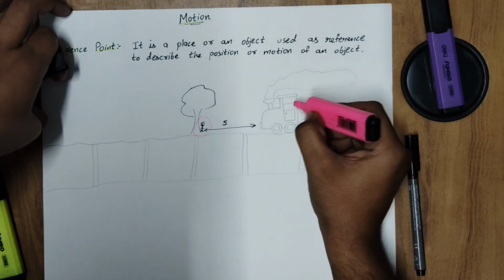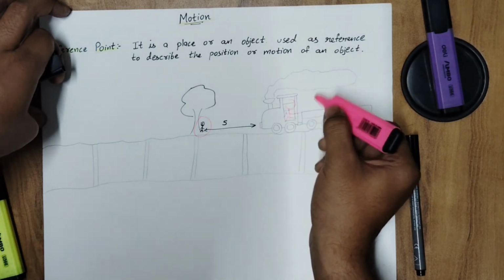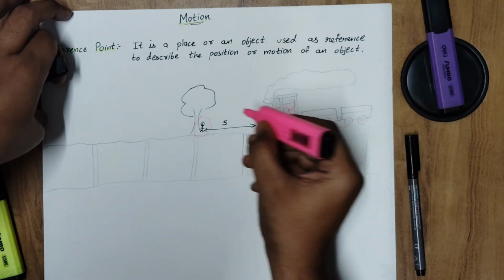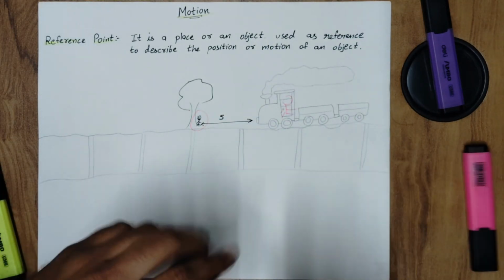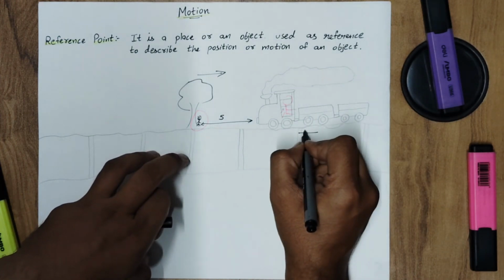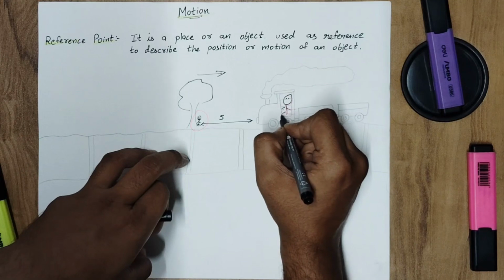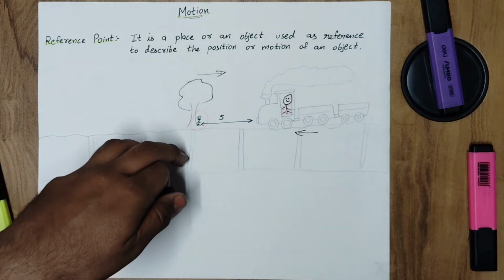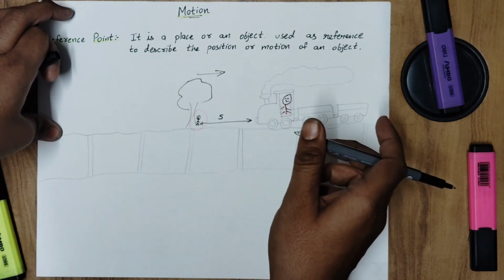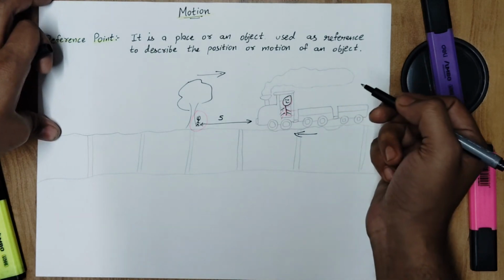But according to the person who is inside the train, for him, he is the observer, he is the frame of reference. That particular point is frame of reference. For him, the train will move backward. Oh, sorry, the trees will move backward. As the train moves in the forward direction, the observer, I'm good at drawing as well, right? So basically, the observer will find the trees moving in the opposite direction. So at that point, the frame of reference changes, the reference point changes.